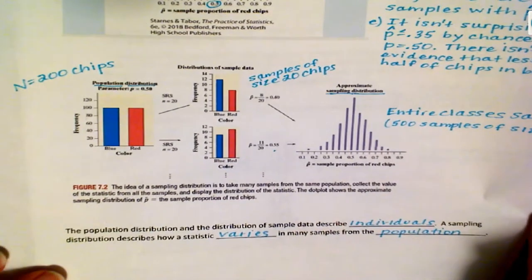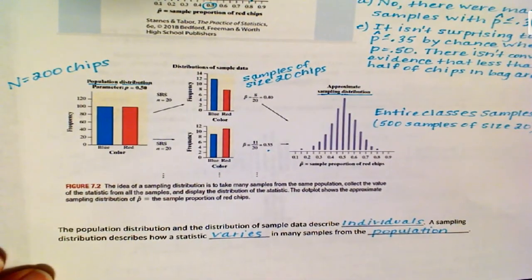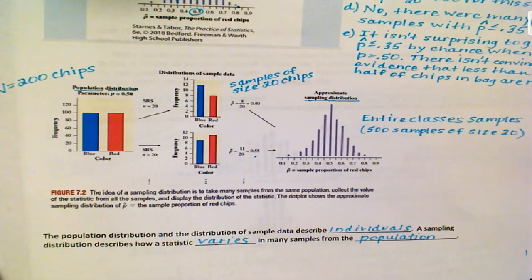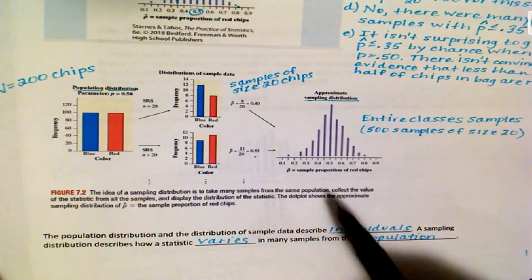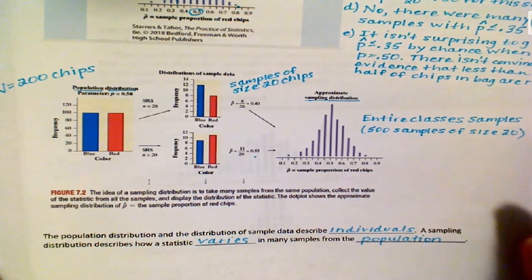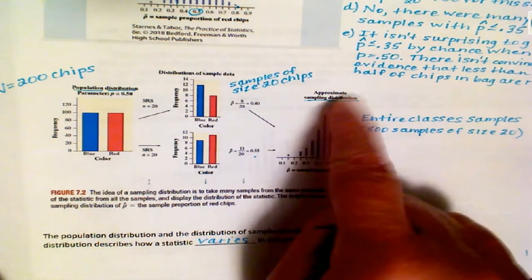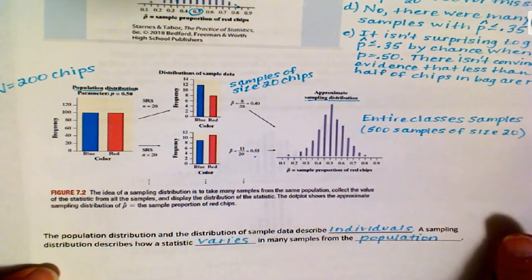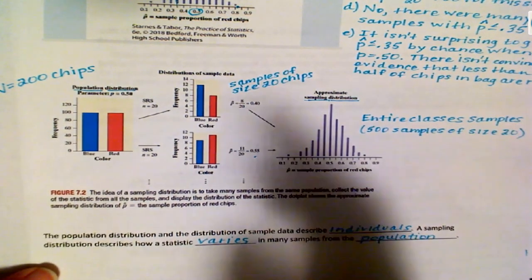All right, let's fill in the blanks. The population distribution and the distribution of sample data describe individuals. A sampling distribution describes how a statistic varies in many samples from the population. So we just keep hitting on that idea of what a sampling distribution is: many, many, many samples from the population. And it also shows how the statistic varies. It's not always going to equal 0.5.